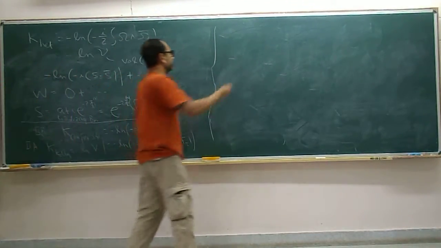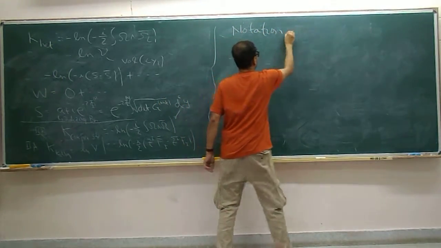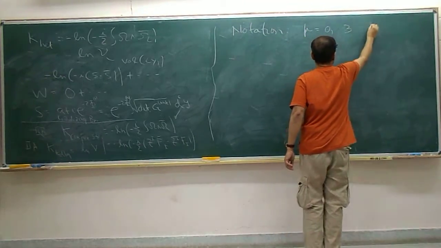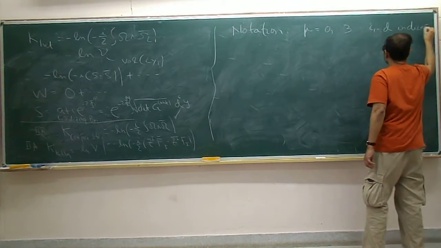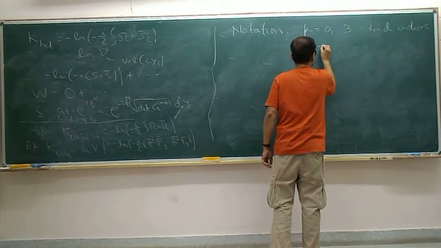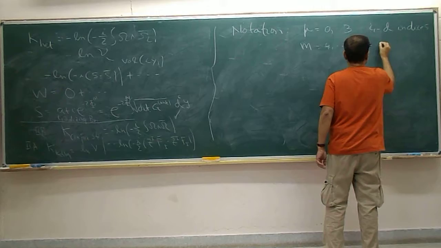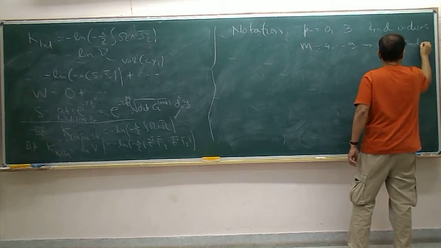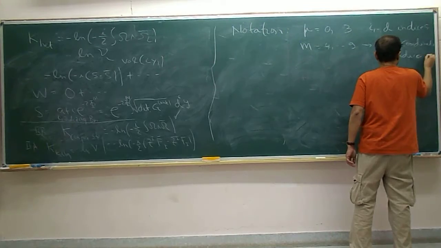Okay, so now let me just use some notation. So we will be using notation mu running from 0 to 3. These are the 4D indices. M will be going from say 4 to 9. These are 6D coordinate indices, real coordinate indices.